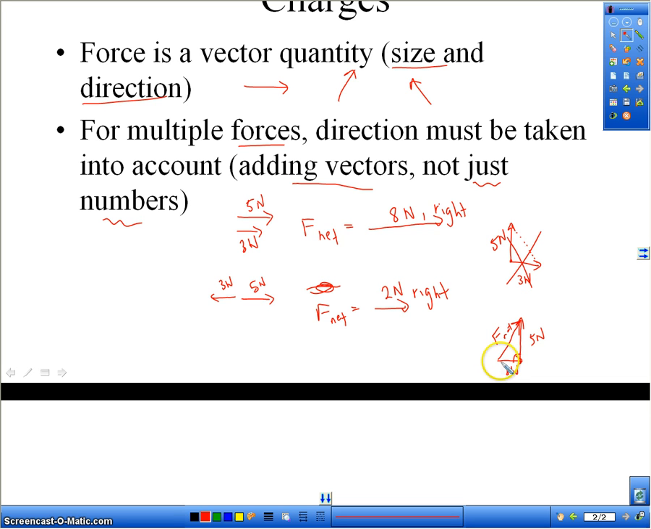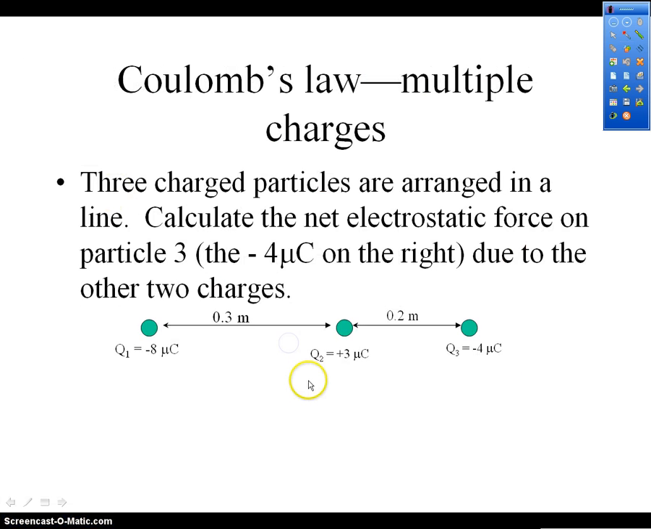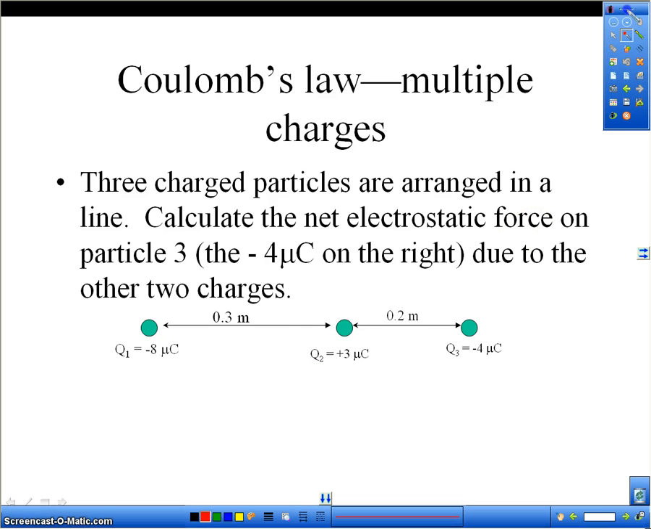Okay, so let's do a problem with multiple charges. Coulomb's law with multiple charges. We have 3 charges in a row, and we want to calculate the net force on this third particle out here due to the other 2 particles. I'm going to look at it and say, all right, this third particle is being repelled by the first one. The first and the third have the same sign, they don't like each other. So it's trying to be pushed away from the first one. I'm going to draw that force on here and label it the force of 1 on 3. That means 1 is trying to push charge 3 away from it.